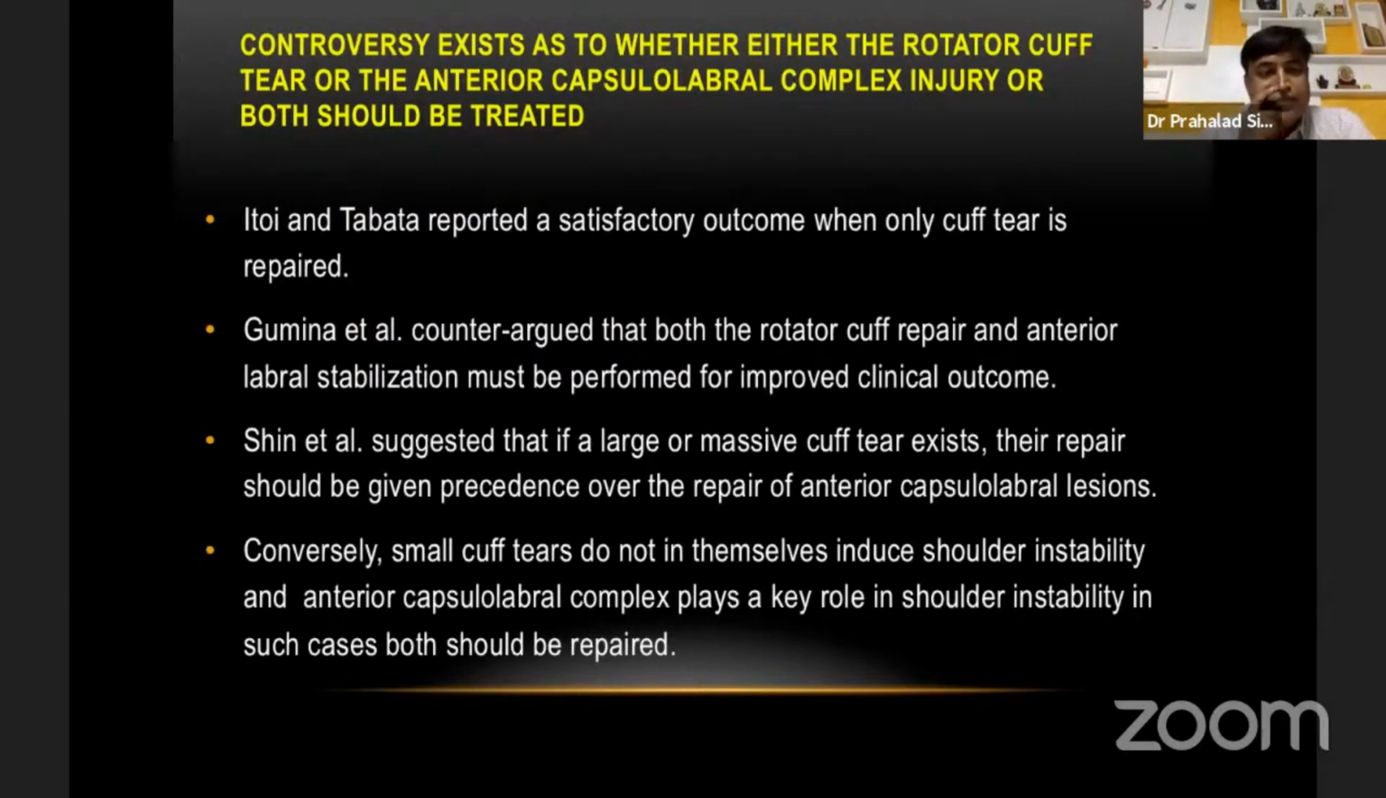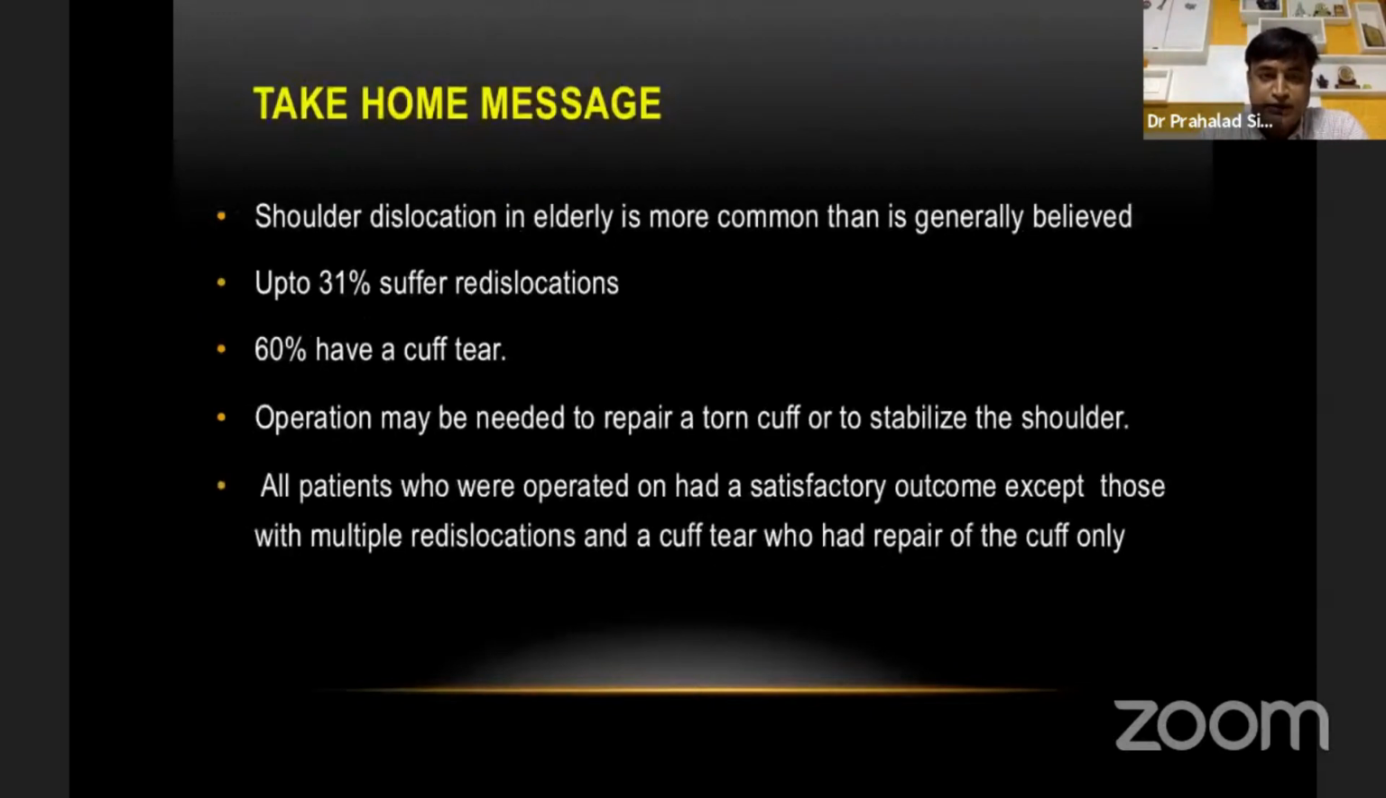Shin et al. gave a much better suggestion. They said whenever there is a large massive cuff tear, it is sufficient to do a cuff repair. But conversely, when there is a small or medium-sized cuff tear with a capsulolabral complex tear, it is better to address both of these pathologies. So the message was very clear.